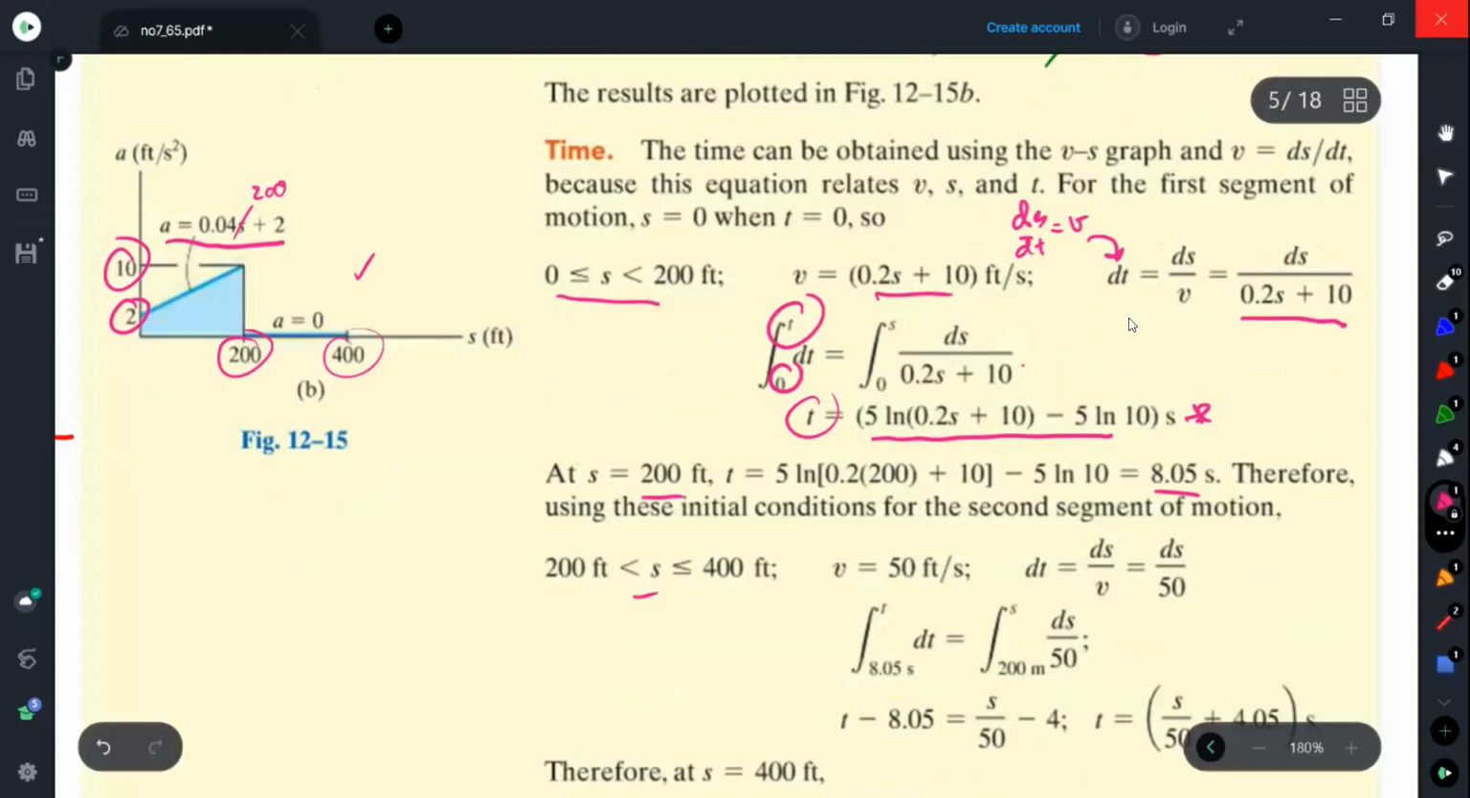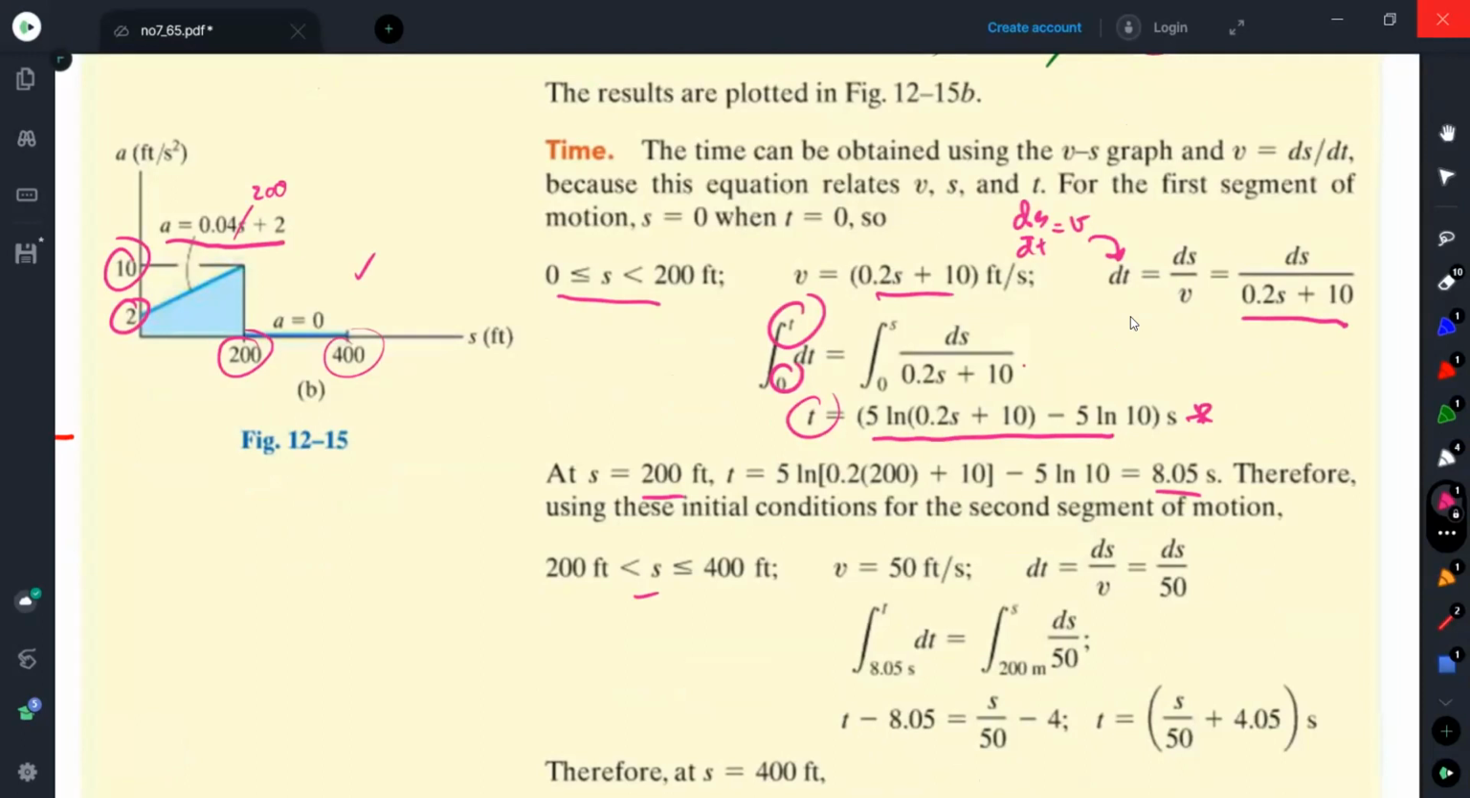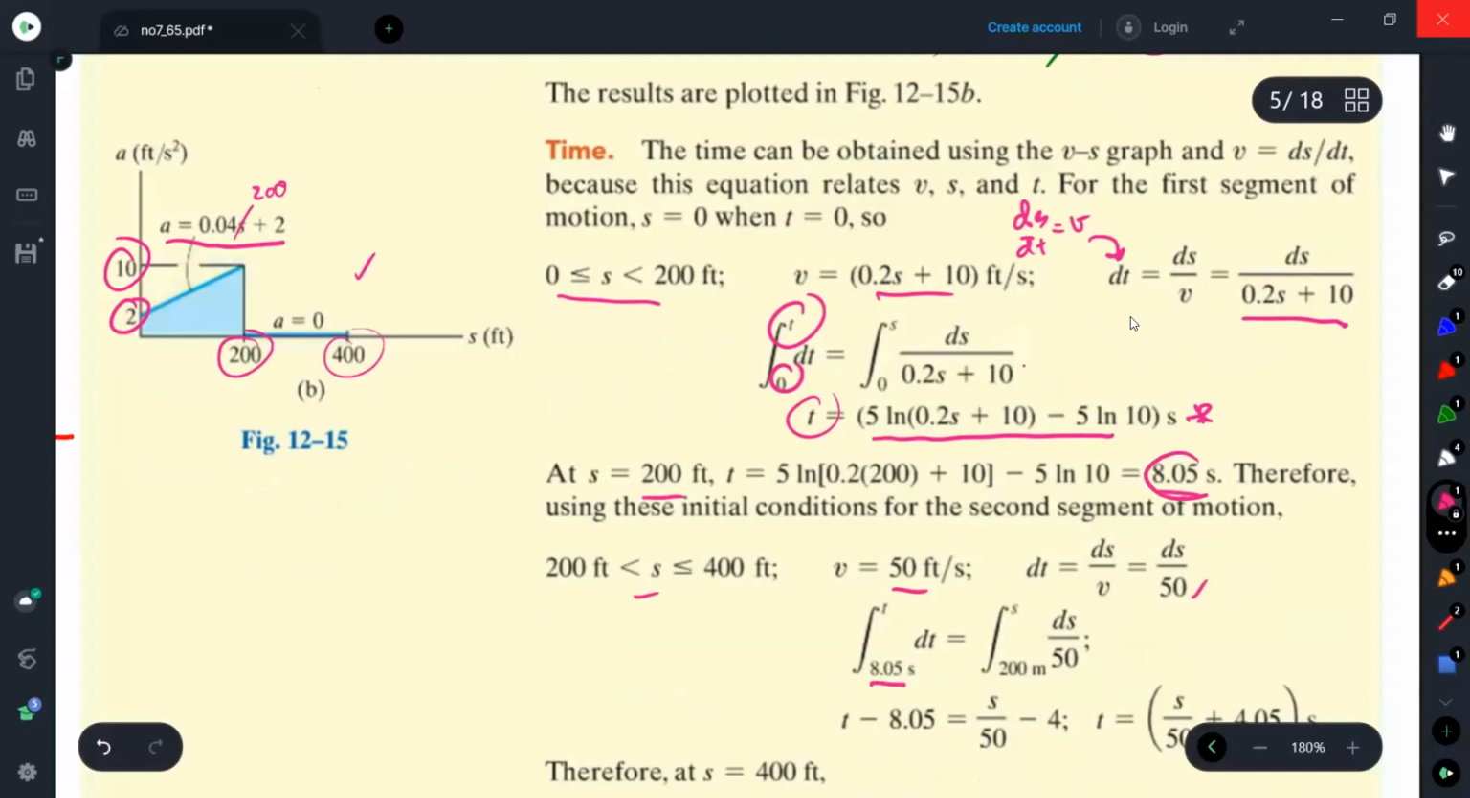We consider the second segment, where s is greater than 200 feet and less than 400 feet, and we know that the velocity is constant. We get dt equal to ds over 50, right? After that we integrate both sides from time equal to 8.05. Where does it come from? It comes from this, when s equal to 200.